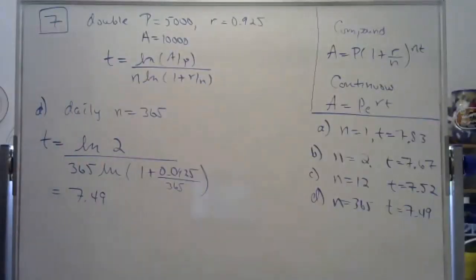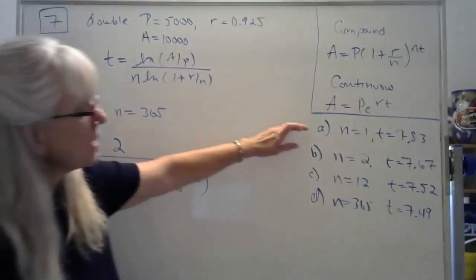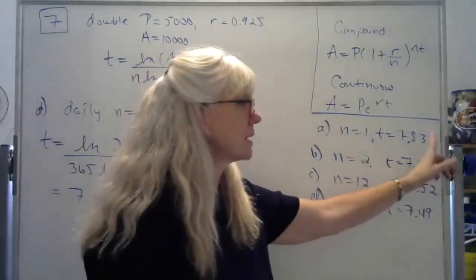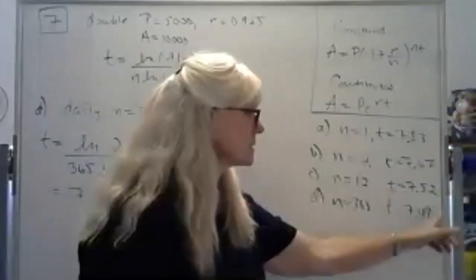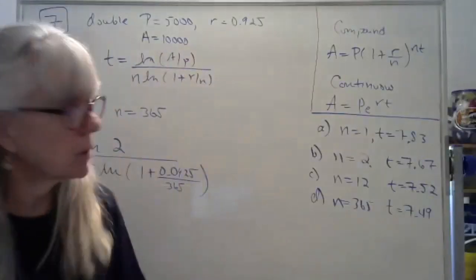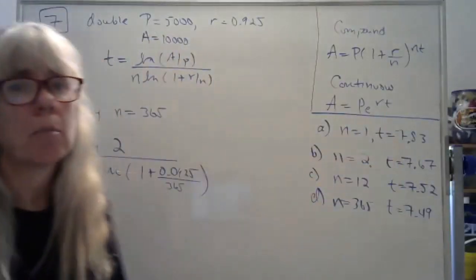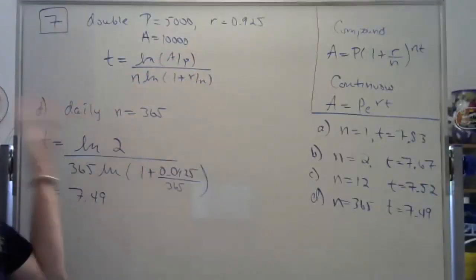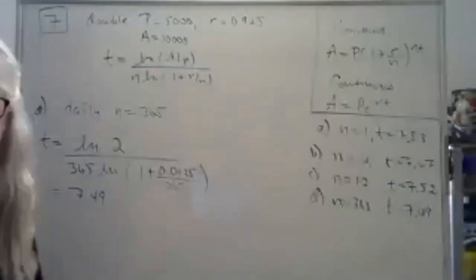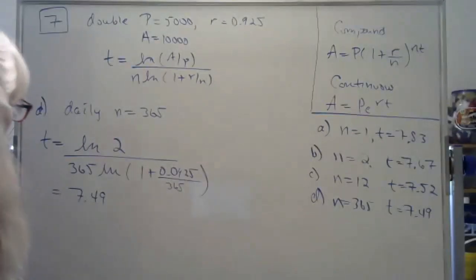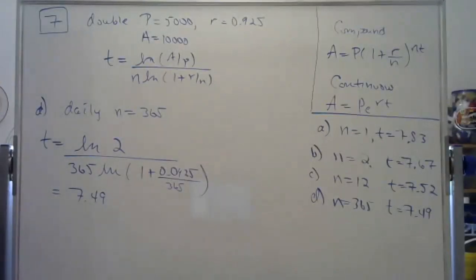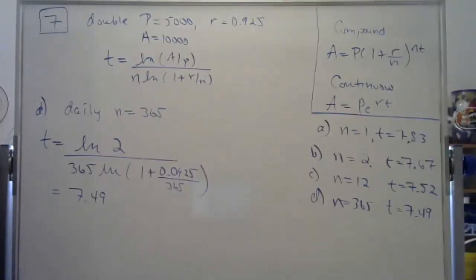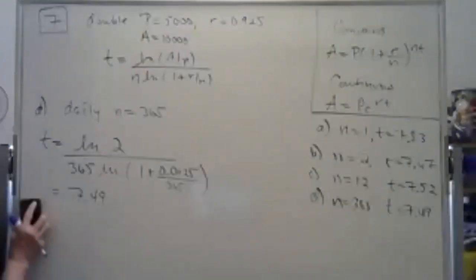Okay, so we can see that compounding more often is decreasing the amount of time it takes to double, but we're only talking months over here. And part of that is because the interest rate is so huge. If we saw a larger interest rate, we would see more of a difference over there. So, okay, did we get that one okay? We got one more part. Yeah, got that one. Okay.